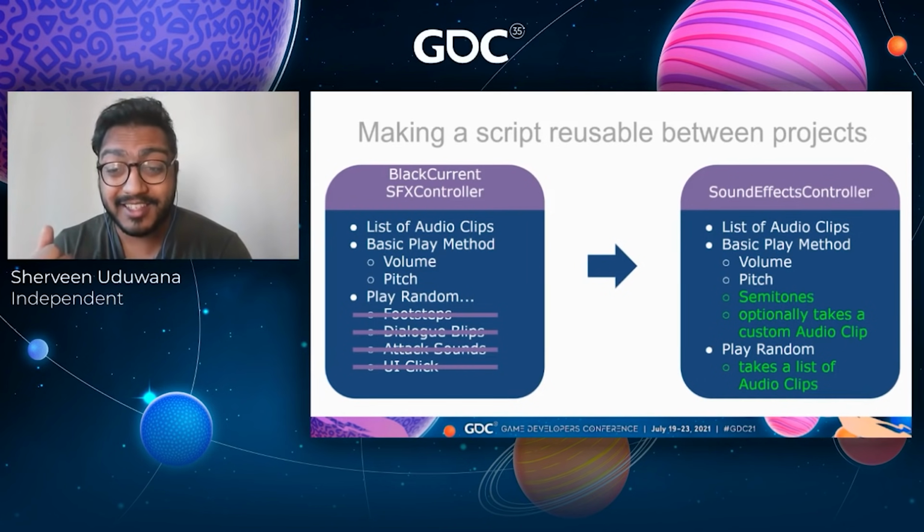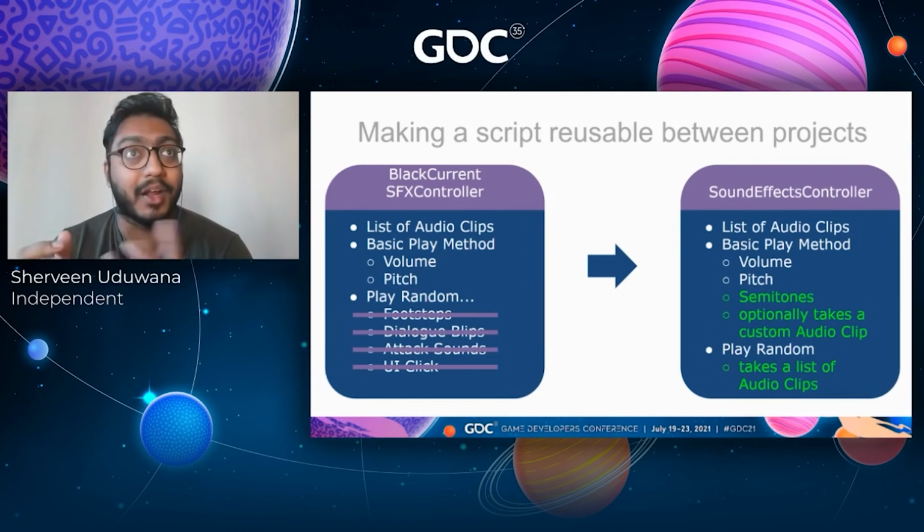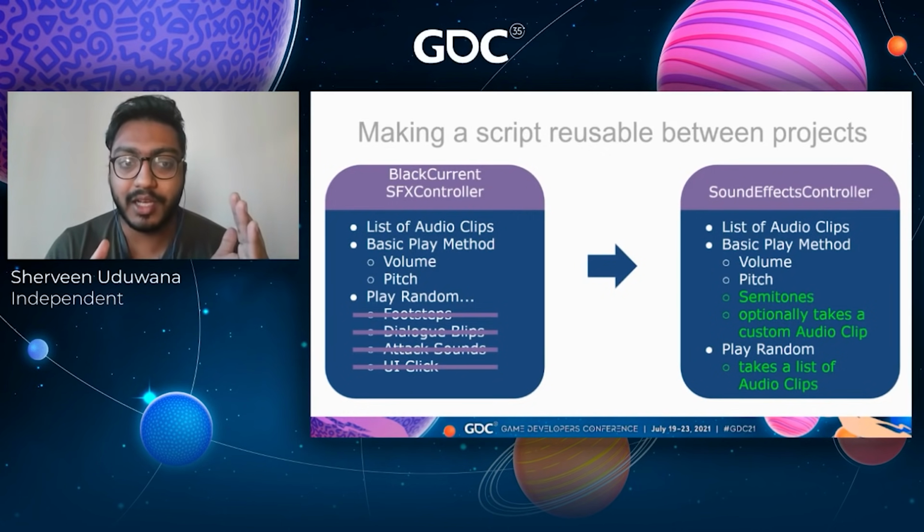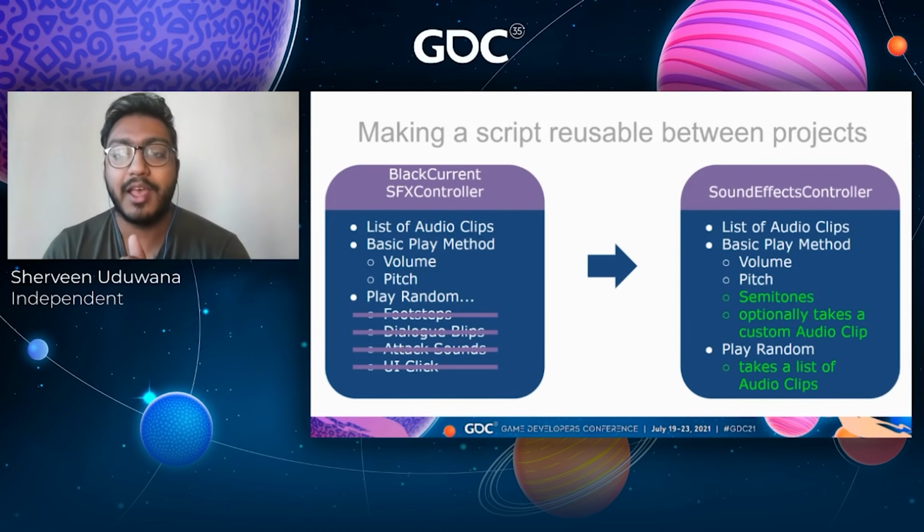I added a couple things that I might want in other projects, just based on what I thought might be useful. So you can change the pitch, but you can also change the pitch across semitones. It also takes a custom audio clip. In the old one, every time I wanted to add a sound effect, I had to add to this list of audio clips, and that can be kind of cumbersome if you're tossing it into a project. So now I can do that, or if I have another script that has a specific audio clip, I can just use that as a reference and play that.